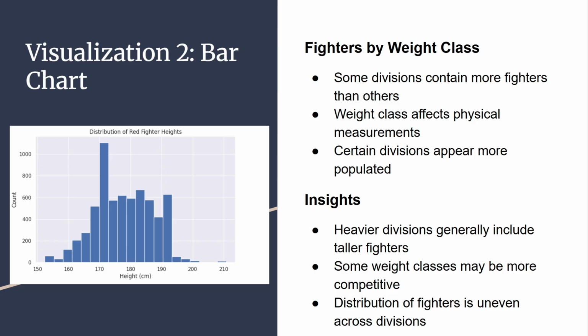It shows the number of fighters or fights in each weight class. Well, in this case, it will be height in the one example that I have on the screen. So one thing I observed is that certain weight classes contain more fighters than others. This may reflect differences in popularity. Another observation is that weight class strongly influences physical characteristics. Fighters in heavier divisions generally tend to be taller and have greater reach than fighters in lighter divisions. And that was something I noticed through the bar chart.